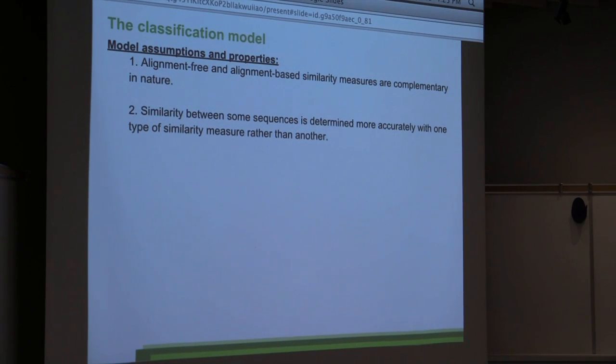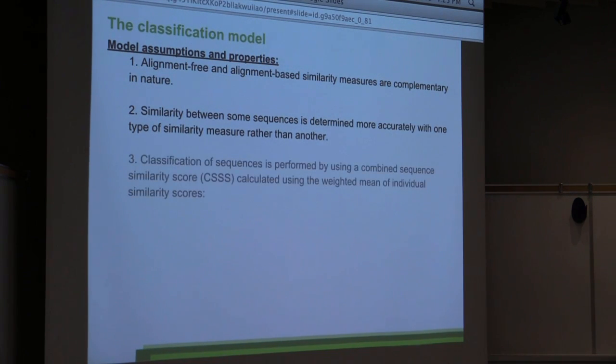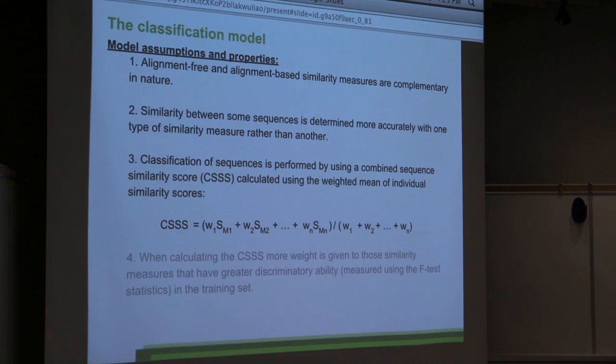So you have to have a model that basically chooses which similarity measure you would use for classifying a particular sequence, and this is done by, we are proposing a combined sequence similarity score, which is basically a weighted mean of individual similarity scores, and this is how it looks. It's a simple weighted mean, but the weights are determined by using the F-test statistics, which reflects the discriminatory ability of each similarity measure to separate classes in the training set.